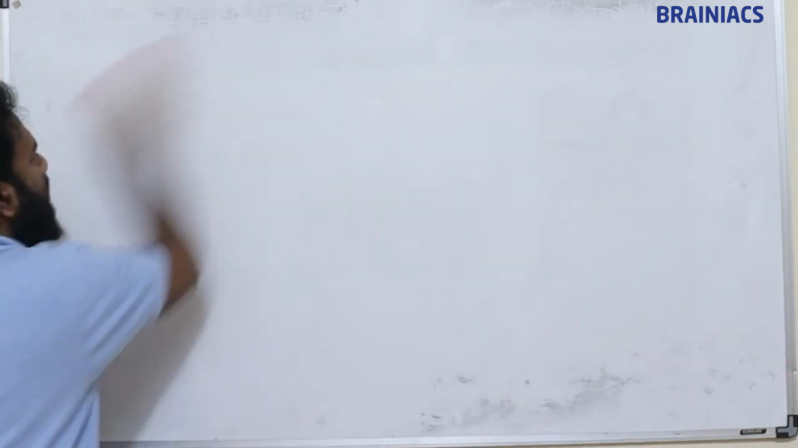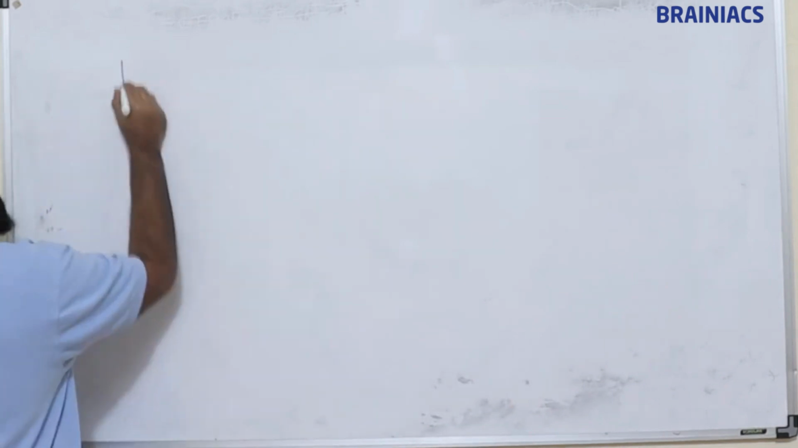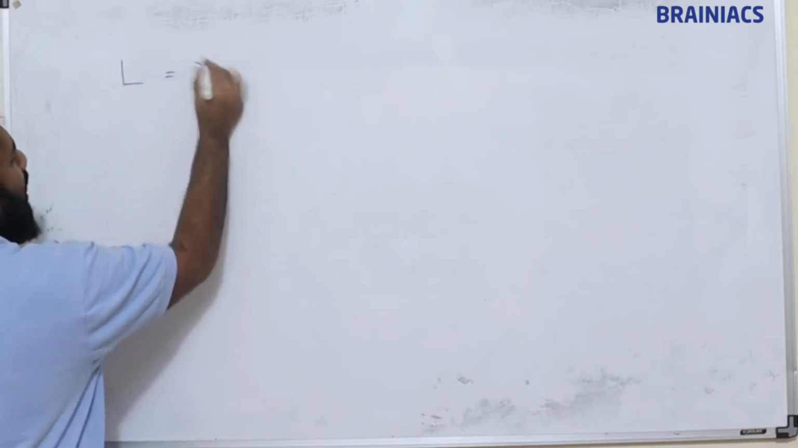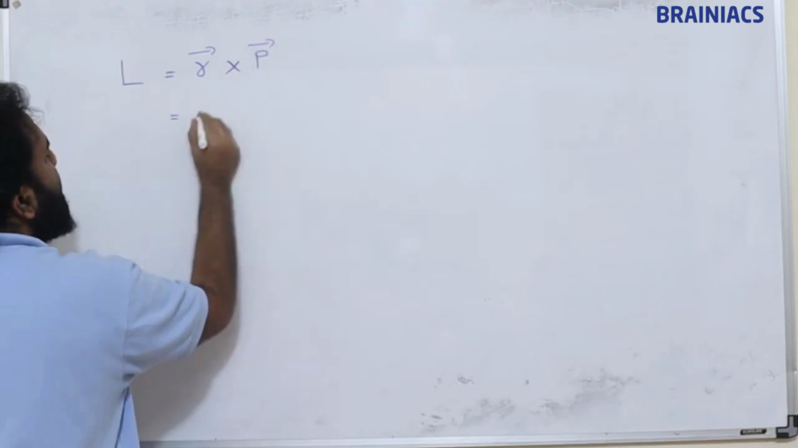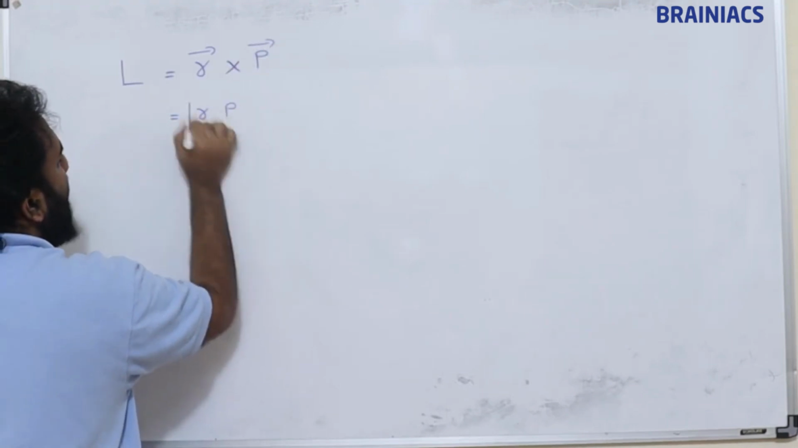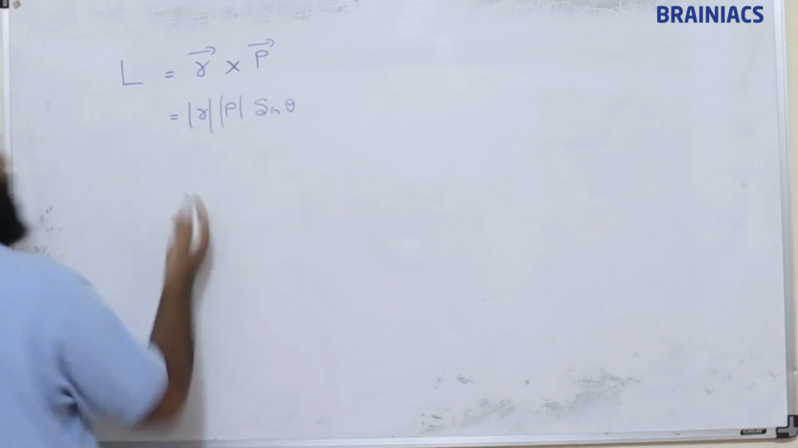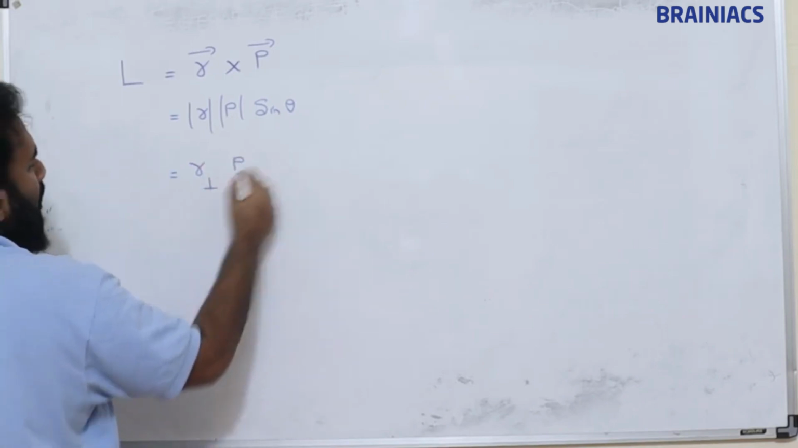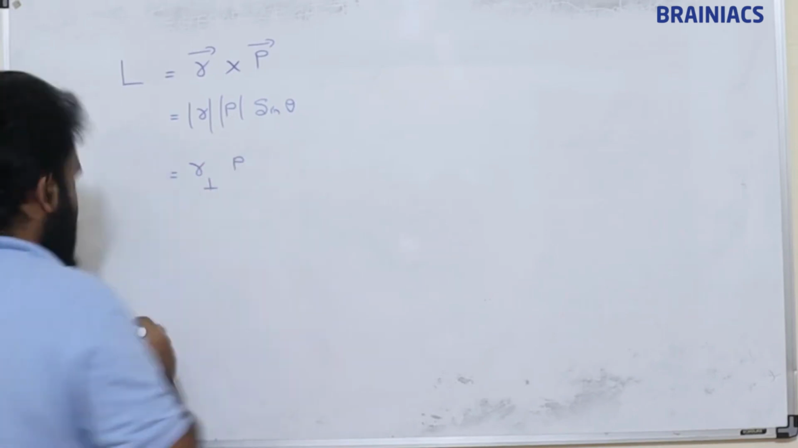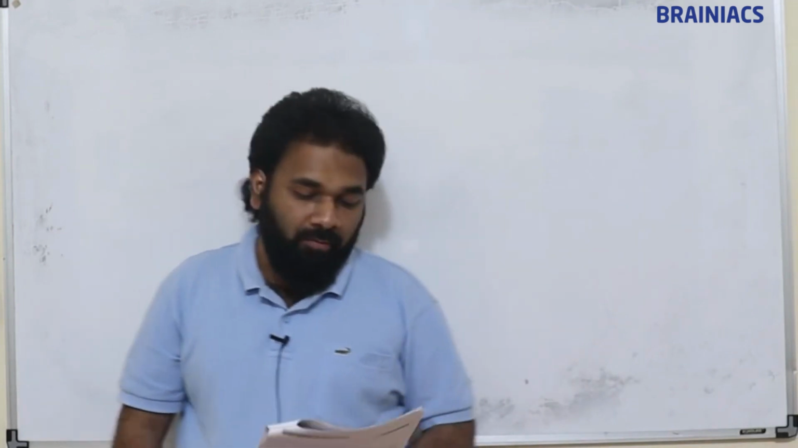So the thing is, angular momentum is nothing but r cross linear momentum, or we can say r p, the magnitude of r, magnitude of p into sine theta, or otherwise r perpendicular into the linear momentum. But if we want, we can write like this also. Now we will see question number 4.